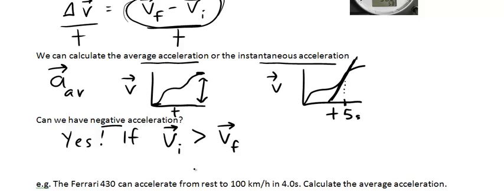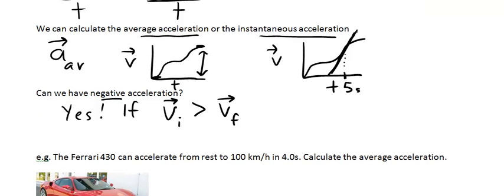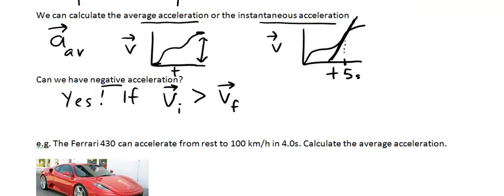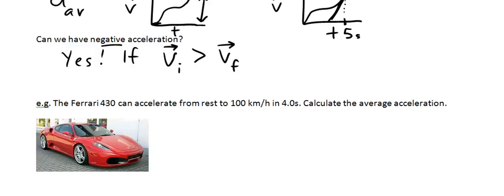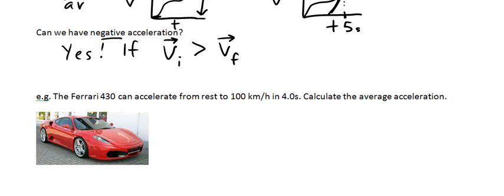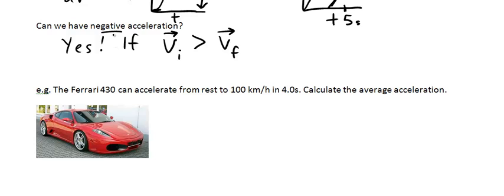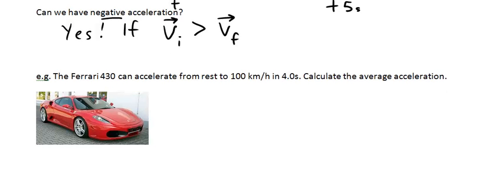And if you just think about this for a second, if the initial velocity, that's the starting velocity, is greater than the final velocity, that means the object is slowing down. So slowing down is negative acceleration. In everyday English, we use the word deceleration, but we're going to call it negative acceleration, because it highlights the negative part, which is the direction associated with the vector.